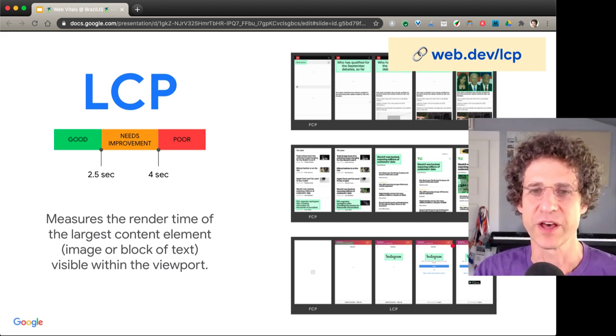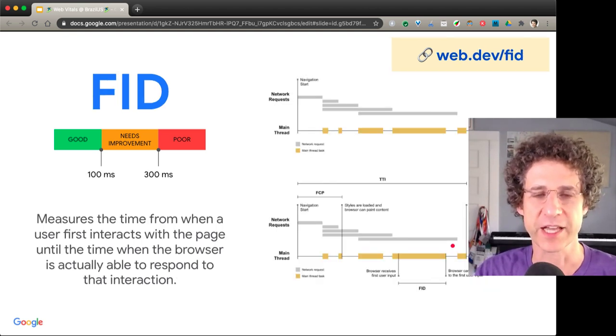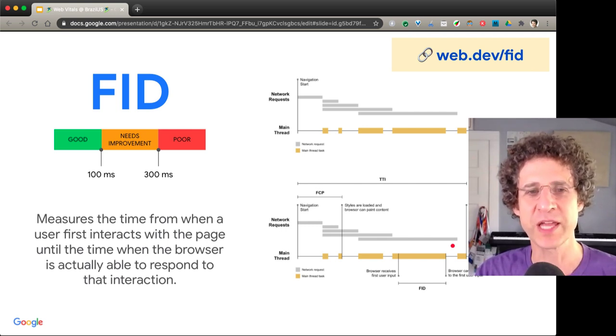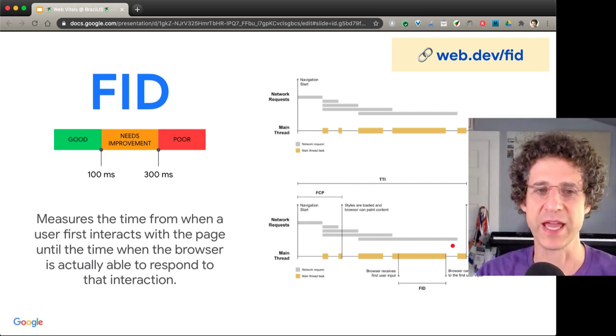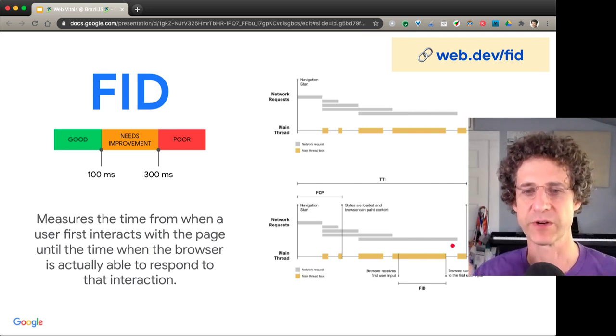To get more details on this, you can go to web.dev. That link in the corner there, web.dev/LCP, is a great summary of largest contentful paint. Next one, FID, or first input delay. It's the time between when a user first interacts with the page until the time the browser can actually respond to that.